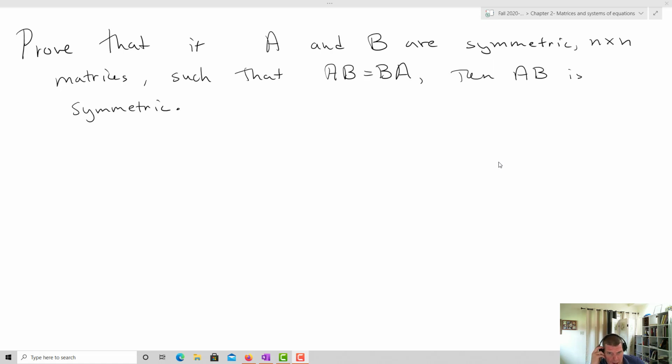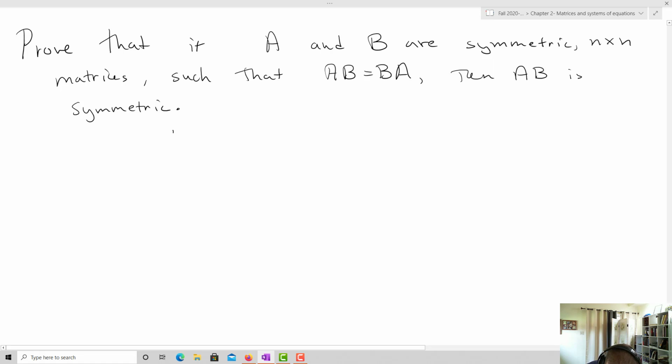So what we want to think about is, one, what does it mean to be symmetric? And then what does it mean that AB equals BA? That basically means the two are commutative, which we said is very strange. It's just different. Then AB is symmetric, its result is in fact symmetric. So I want to think about what it means for A and B to be symmetric, and also for AB to be symmetric.